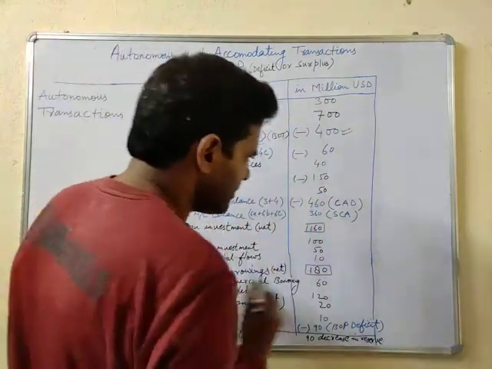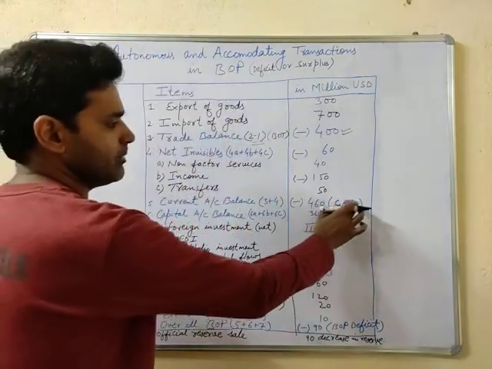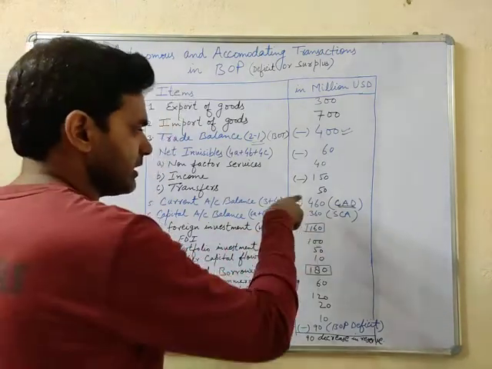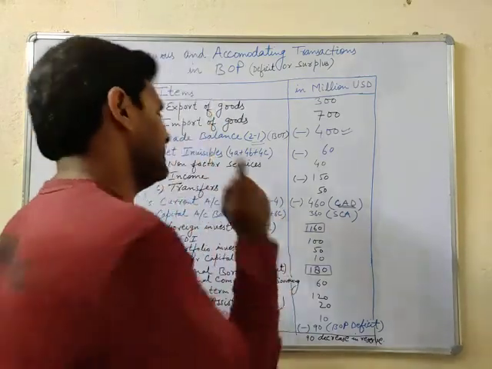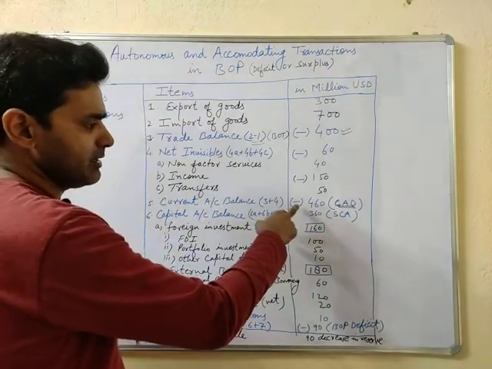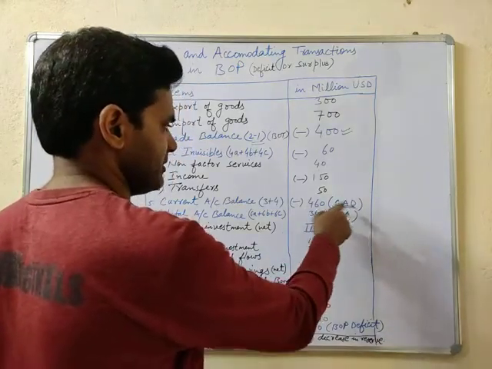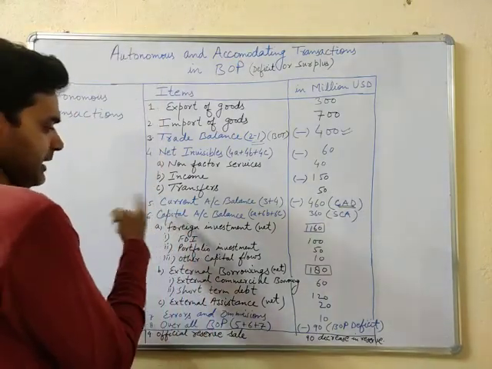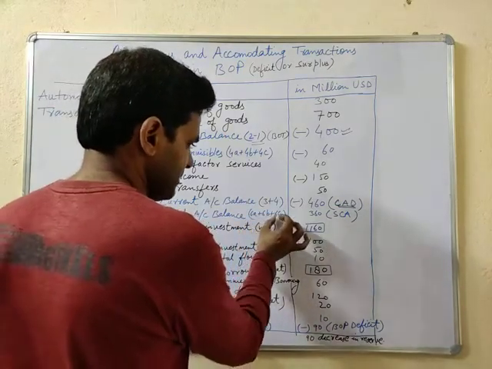Now what is the situation? The current account is in deficit. CAD stands for current account deficit. And remember, what does current account deficit mean? The current account deficit implies that the receipts are less than the payments towards the foreigners. So that is why the figure arrived in negative form, 460, which indicates that current account is in deficit. CAD, current account deficit.